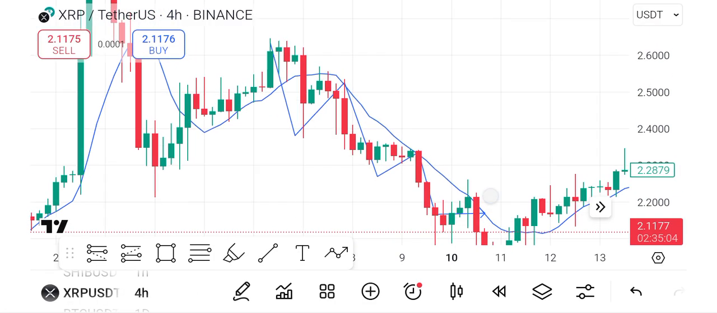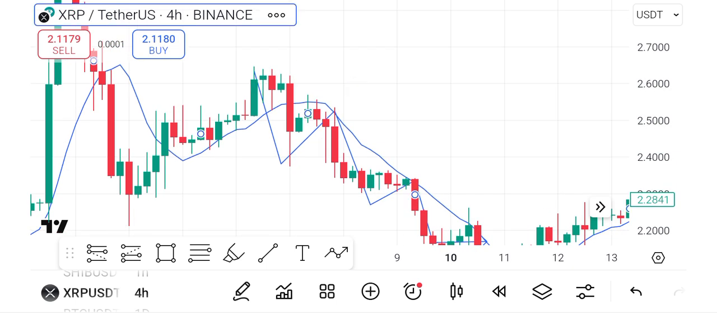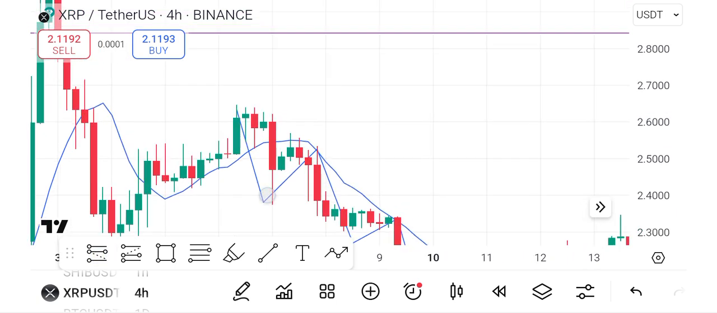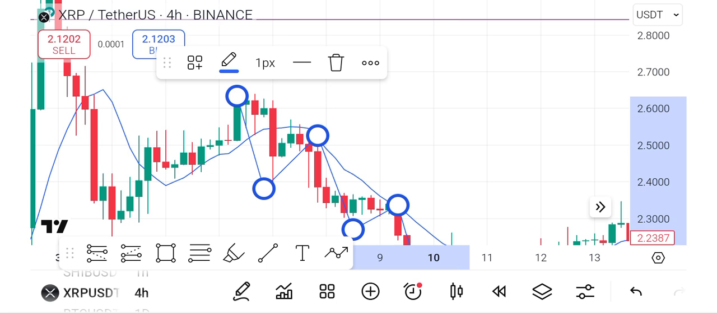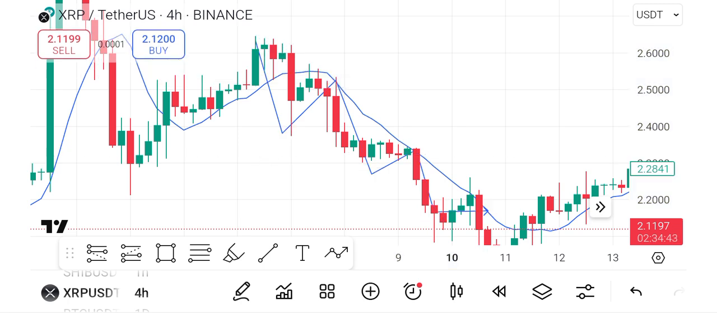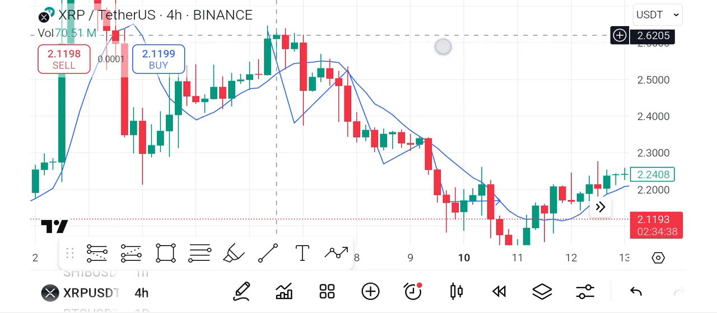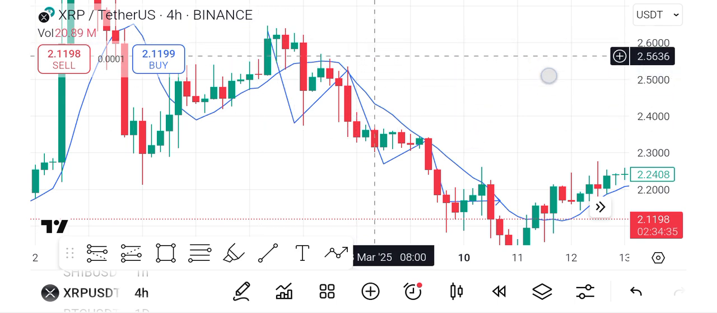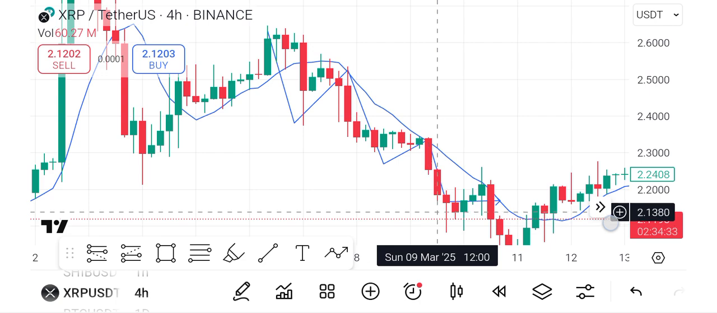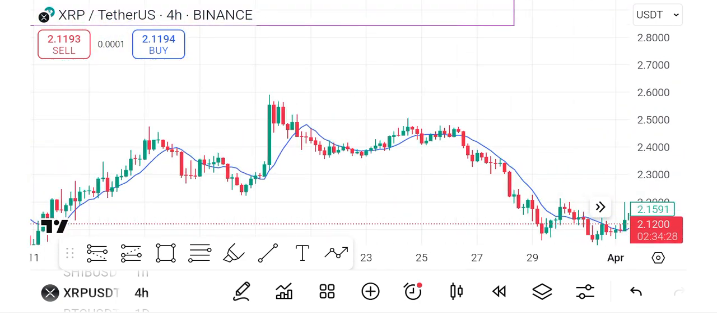So you can see the difference. Down, up, lower high, lower low, lower high, lower low, lower high, lower low. You can see the market creating lower highs and lower lows until it reaches a certain zone. I believe you guys are following.